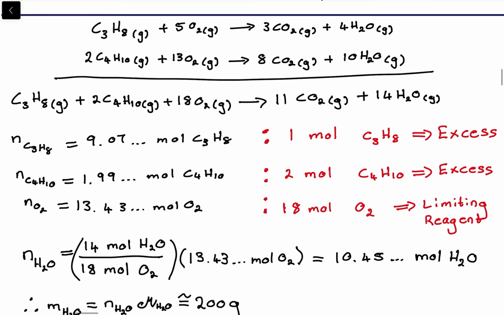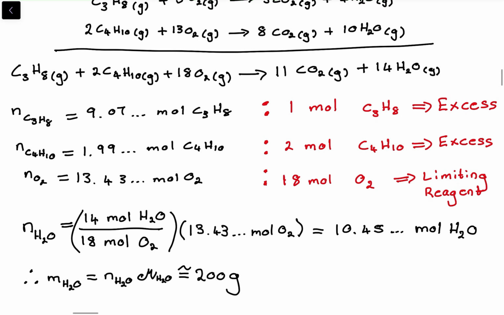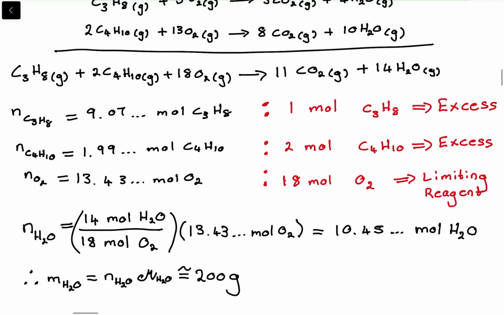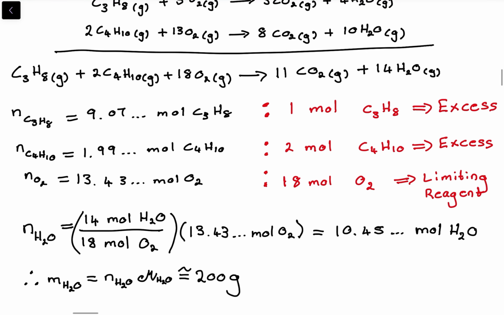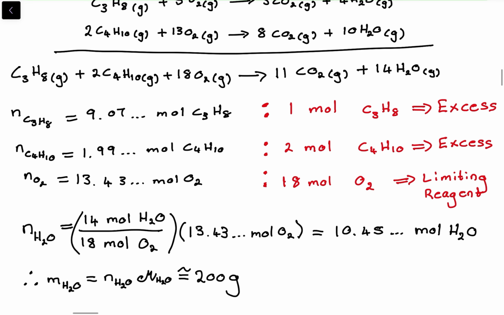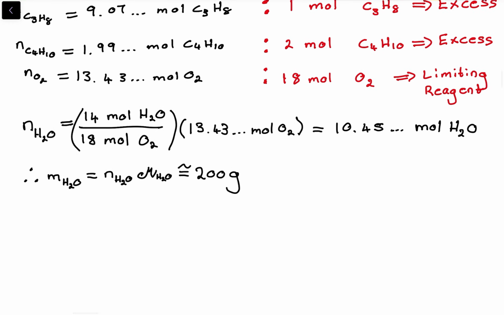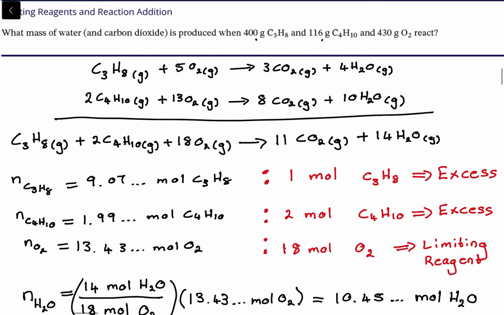You can quickly check carbon dioxide. It's going to be, what's that? 8 over 18, it's about half. Okay, I'm actually not sure. We can calculate, I mean, it's the same idea. Number of moles of carbon dioxide, mass of carbon dioxide. You can get there.